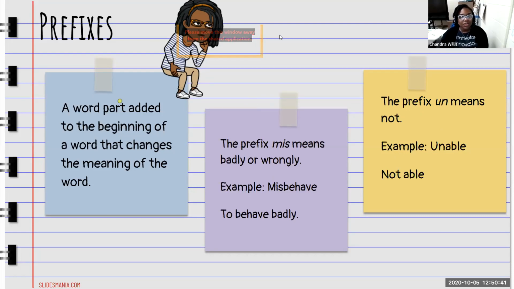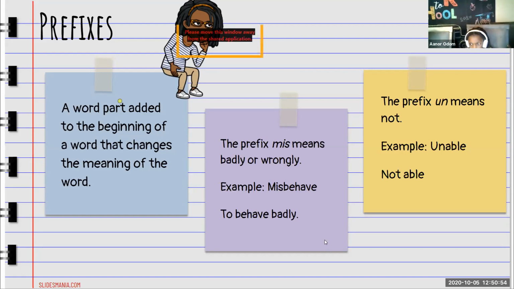Can we think of another word that uses the prefix un? Jordan, can you think of a word that uses the prefix un? Oh, I'm sorry, I misspoke. That means that you spoke wrongly, and I said the prefix not instead of the prefix un. But we're going to do prefix un right here.